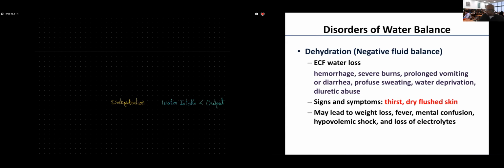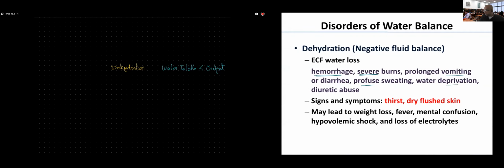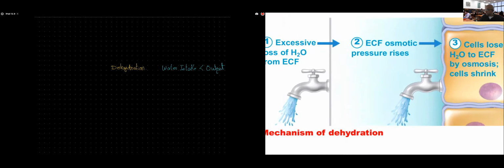This might be triggered by hemorrhage, might be due to severe burns, prolonged vomiting or diarrhea, profuse sweating, water deprivation, diuretic abuse. All those can trigger a negative fluid balance or dehydration. So the output here is far greater than the intake. So what happens in this case?